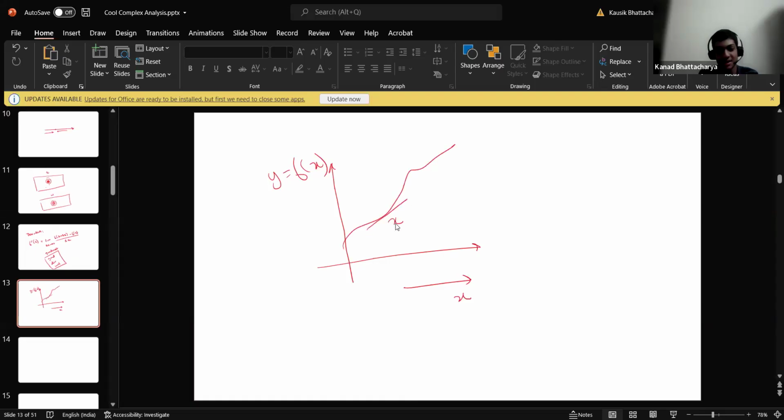But in the case of complex numbers, it's not so simple anymore, right? We would have to plot it in some sense in a 4D space, because the input space is 2D, which is the complex plane, and the output space is also 2D, which is the complex plane. So that is the reason why it's kind of difficult.